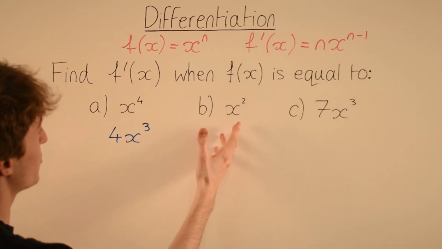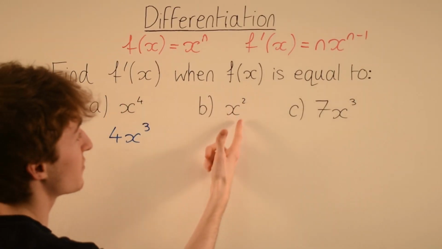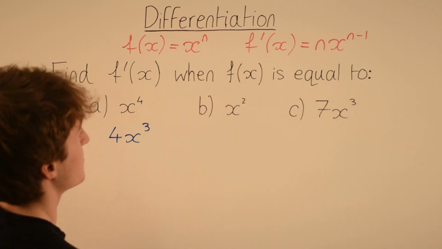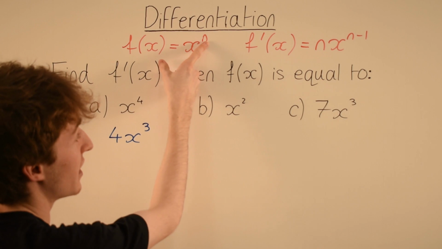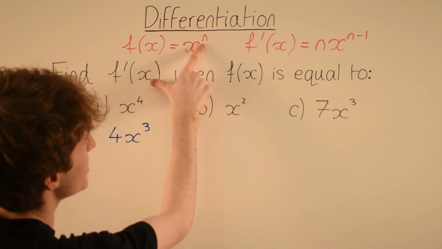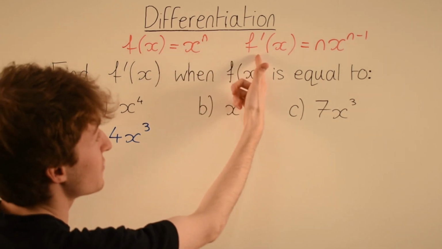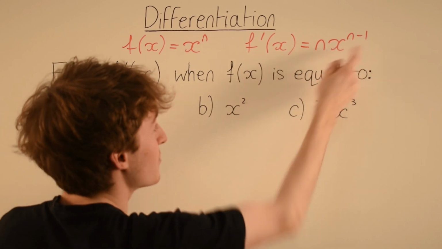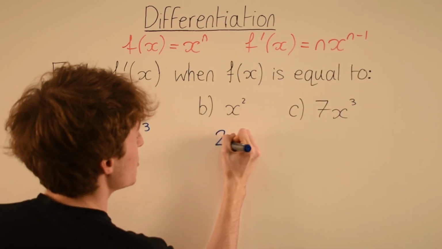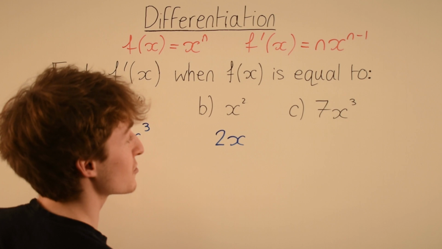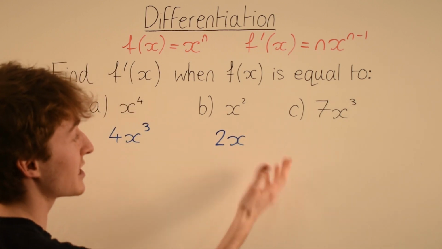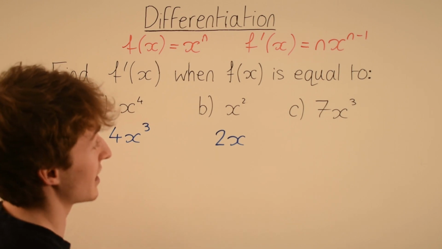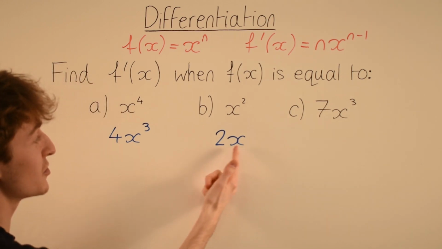In the second example, we've got to find f dash of x when f of x is equal to x squared. Again, using our rule, we're looking at f of x is equal to x to the power of n, which means that 2 is equal to n. So f dash of x is 2x to the 2 minus 1, which is just 1. We don't have to write the power of 1 because x to the power of 1 is simply x. So we can leave this as just 2x.